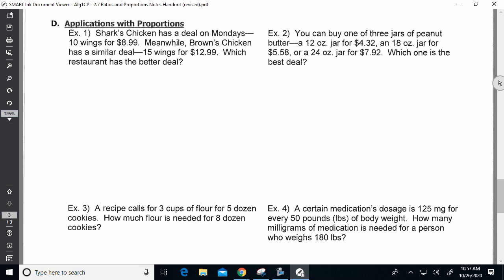Now, the only reason why I know these deals is because I get these deals just about every Monday. Why? Because I like chicken.